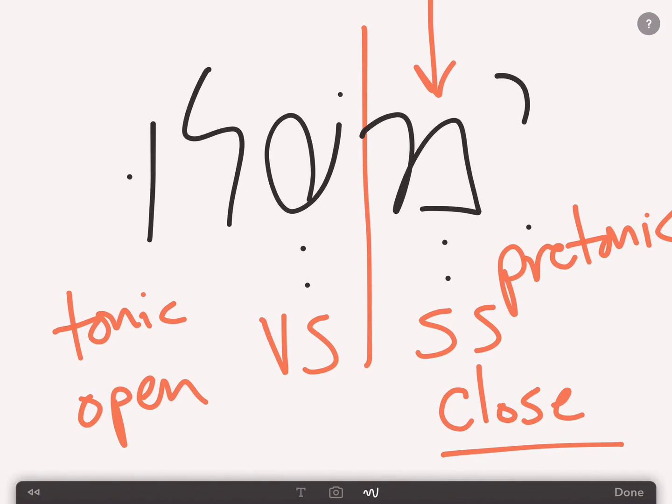So there are some examples of the schwa with dividing syllables. I hope that that's helpful for you. Email me with any questions you have.